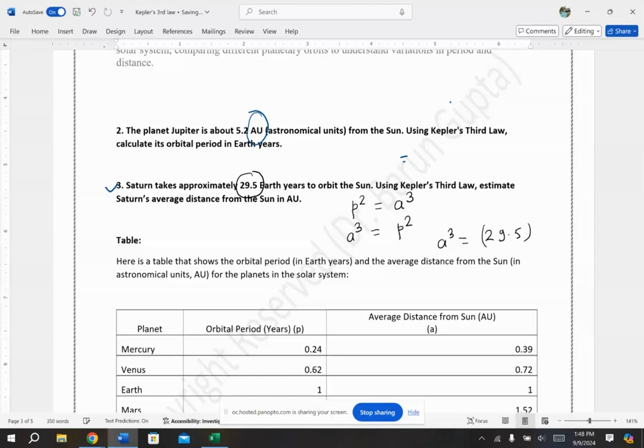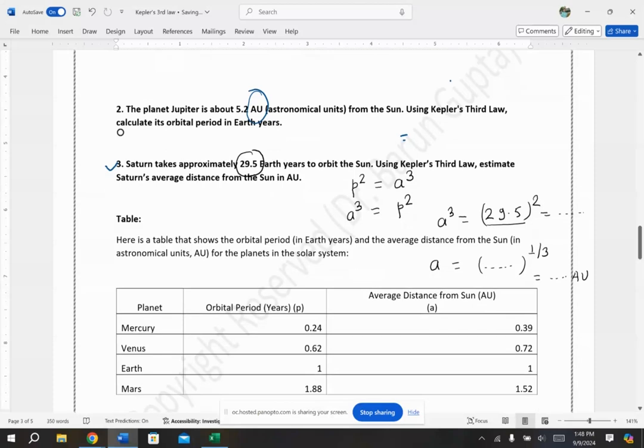And when you square it, then you'll get a certain number here. And remember, this is in years. So when you get this number, because this is a cube, whatever number you get, you have to do 1/3 of this one. And when you solve, you will again get a number, and that must be in astronomical units, AU. So that's how you solve it. Okay, so make sure that you know how to plug these numbers, take the square root, cube, 1 over cube in your calculator. You must be familiar with these things.